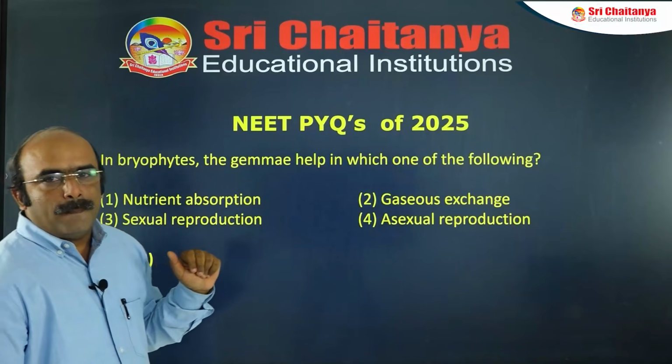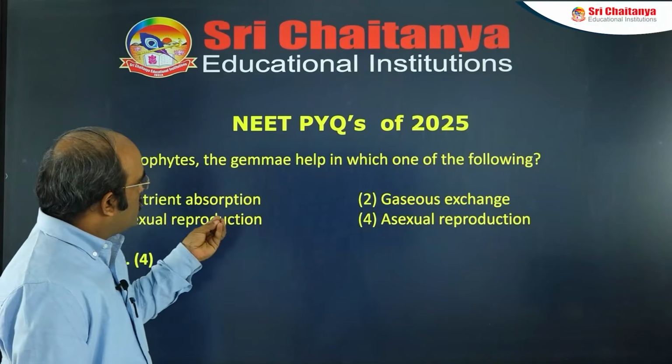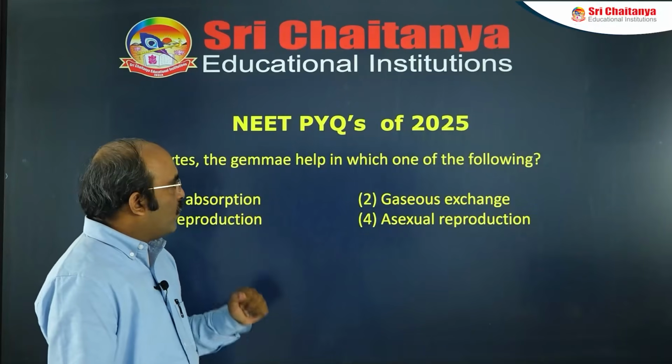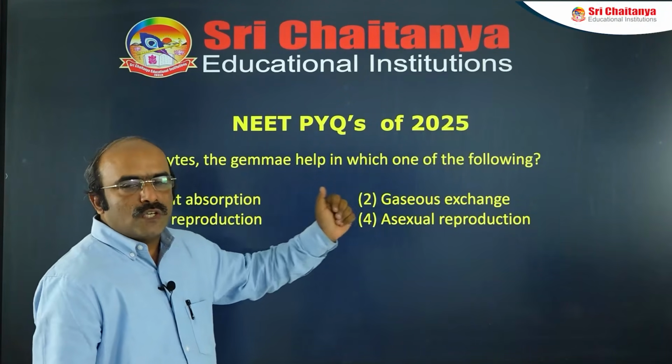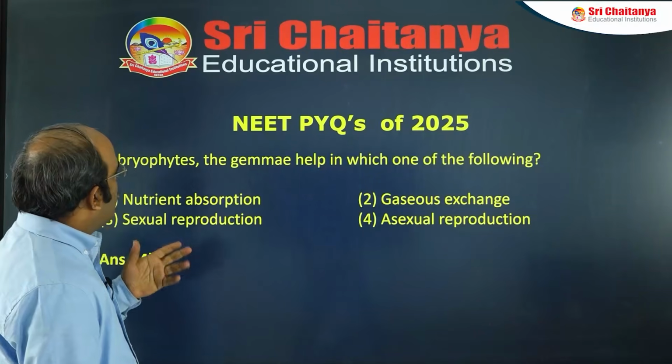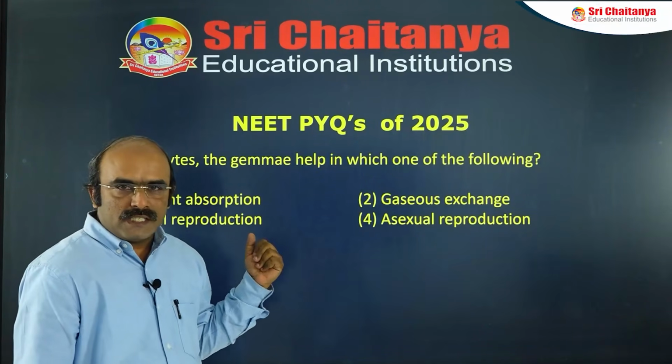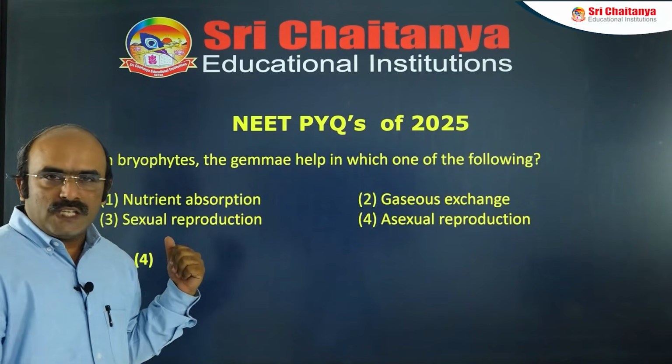Then these are the PYQ questions from the respective years. This is 2025. In Bryophytes, the gemmae may help in which of the following? Gemmae are multicellular asexual buds, so they help in asexual reproduction.